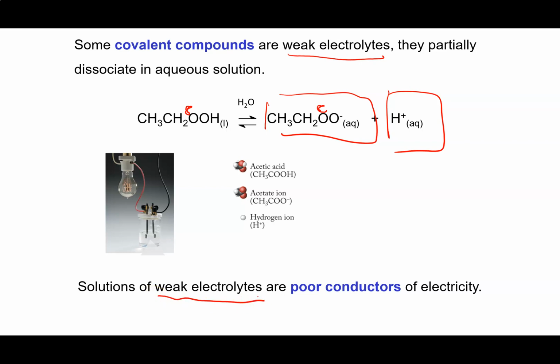So if you take an acid, you dissolve it in water, and it doesn't form very many ions, you know that it is a weak acid where only a few of its molecules dissociate. So that's kind of an interesting idea. We can check for the presence of ions by seeing if a solution conducts electricity.